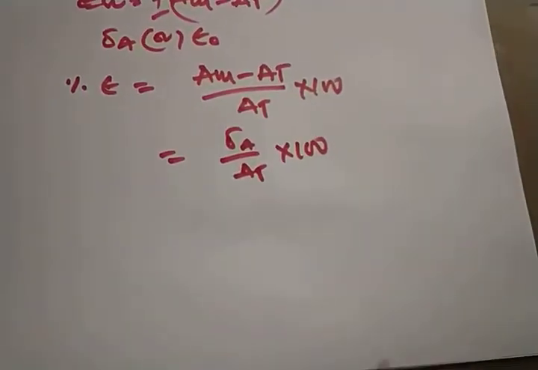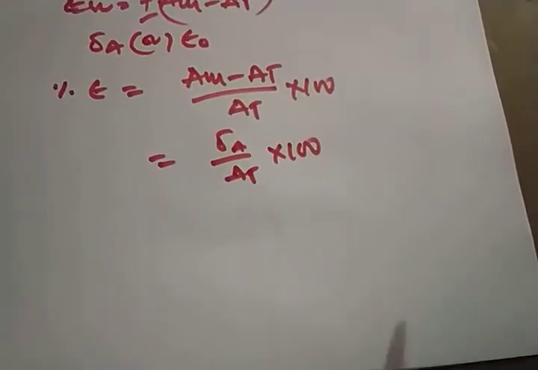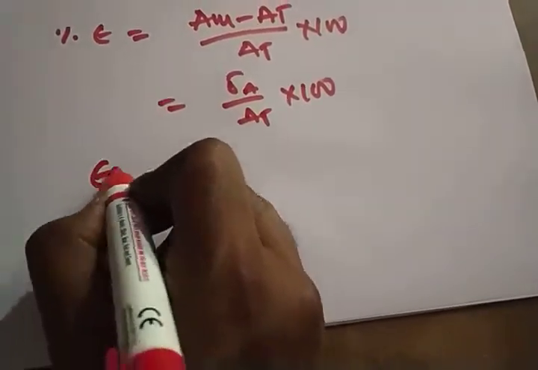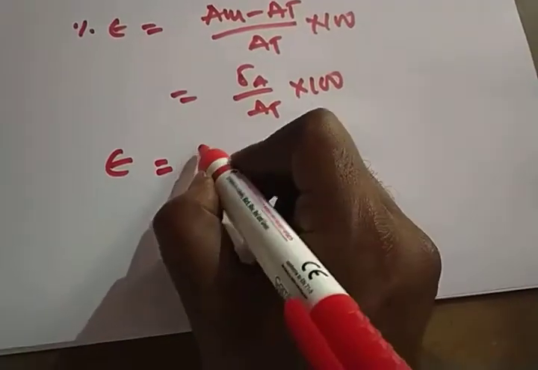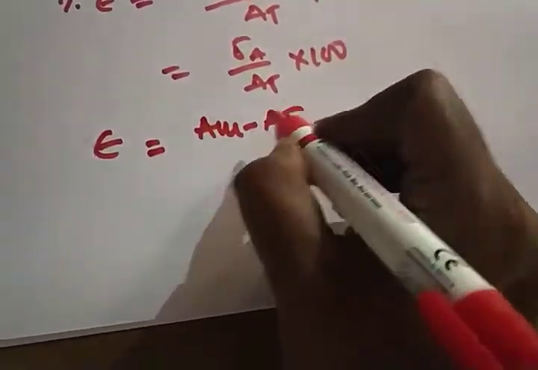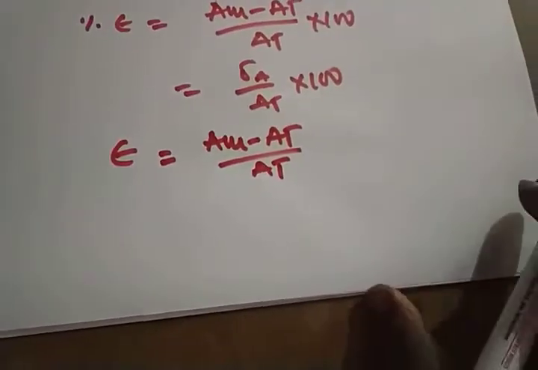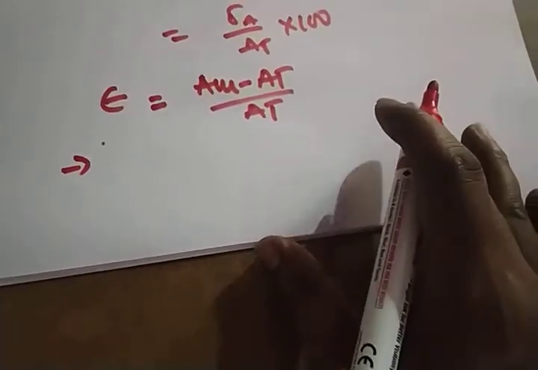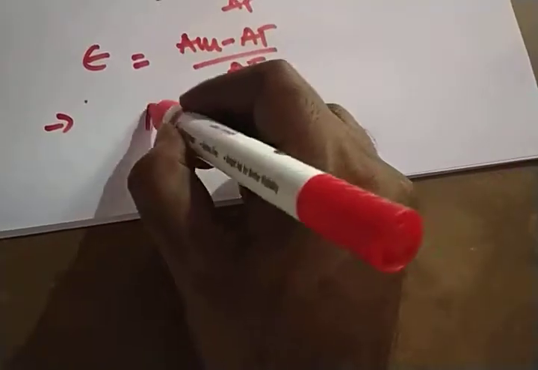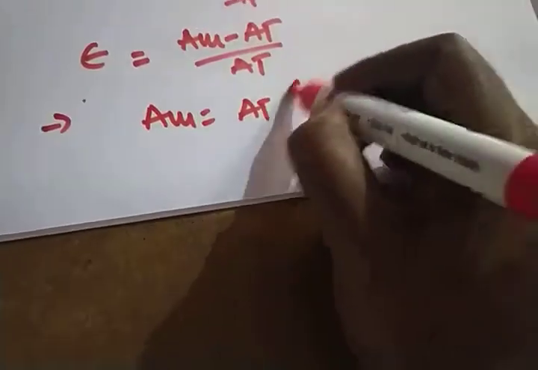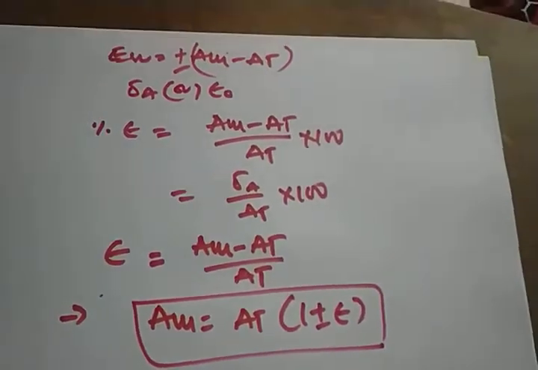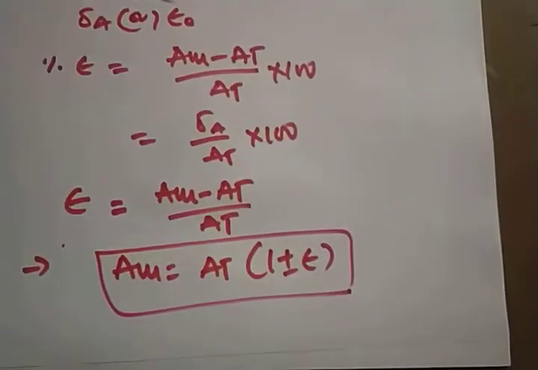If you don't use a percentage, so I'm not using into 100, then we can call it a fractional error. So what is a fractional error? It can be denoted by epsilon. We don't have any percentages for this. (AM minus AT) by AT. We don't have any 100, right? This is called fractional error. If fractional error is given, what is the measured value? So AM is equal to AT into (1 plus or minus epsilon). Right, up to now we completed up to here, right?